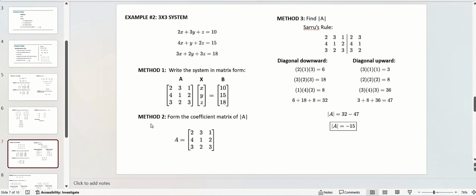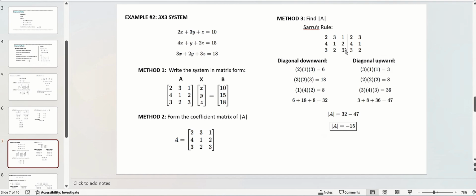So the method 2 is to form the coefficient of matrix A. So mani ang coefficient matrix of determinant A. So let's proceed to method 3 to find the determinant of A. So this time, in 3 by 3 system, magamit ta og Sarrus' rule para ma-compute na to or makuha na to ang determinant of A. So we will multiply it in diagonal downward, which is like this, this, and this.